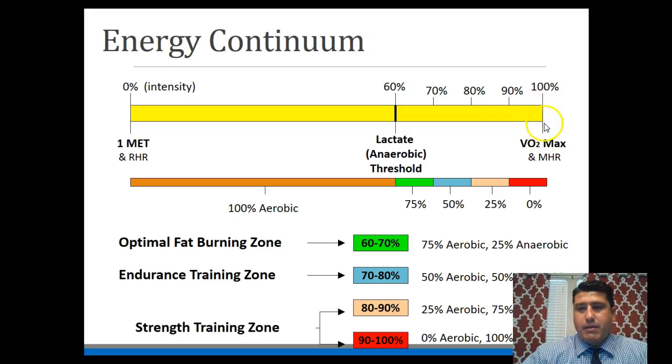Okay, so then going back to the right end of the spectrum again, looking at 100% intensity, this is also VO2 max, the maximum volume of oxygen that you can consume per bout of physical activity. The last measure here you see is MHR. That stands for maximum heart rate. At this point, when you reach 100% intensity, you have also reached the maximum your heart can beat. Your heart cannot beat faster than this.